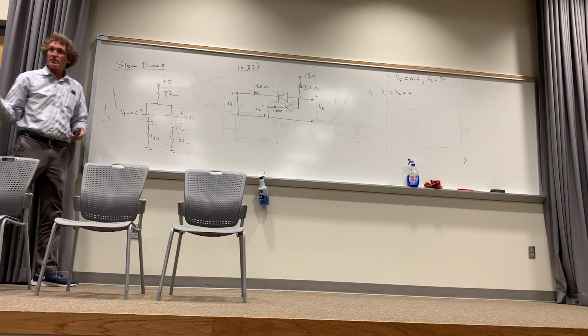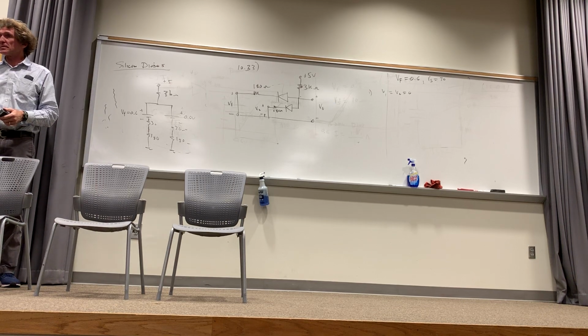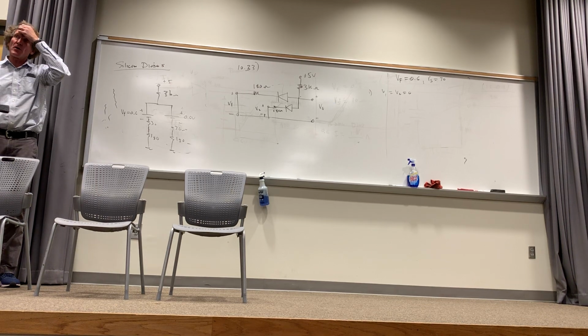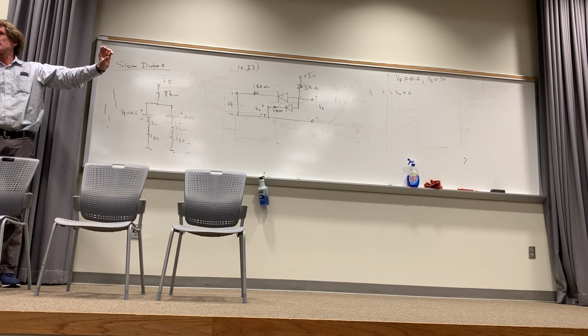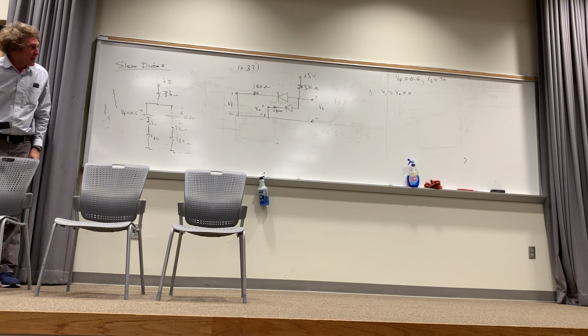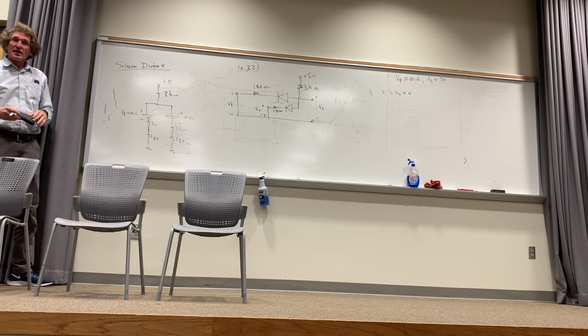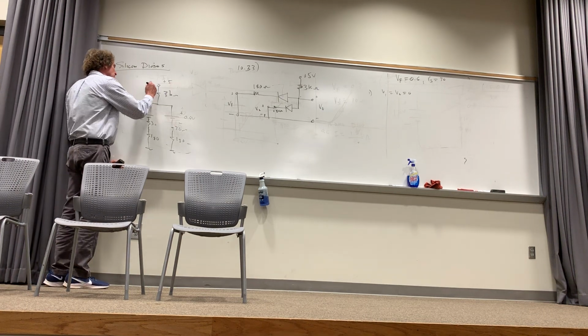Y'all agree with that, class? I'm replacing the diodes now. They're on. That's what their on model looks like. It's a voltage, the forward on voltage, which happens to be 0.6, and it's got a series resistance of, in this case, 30 ohms. Now, the goal is to find this current.